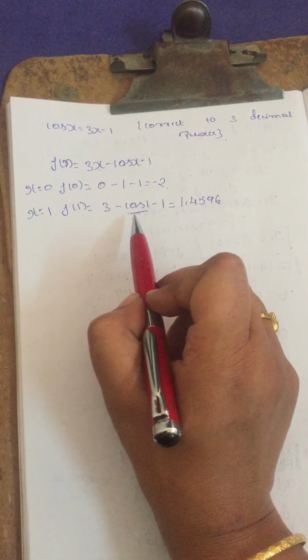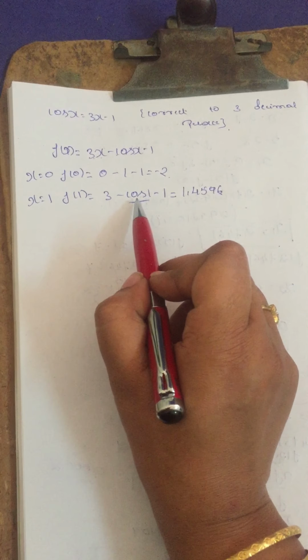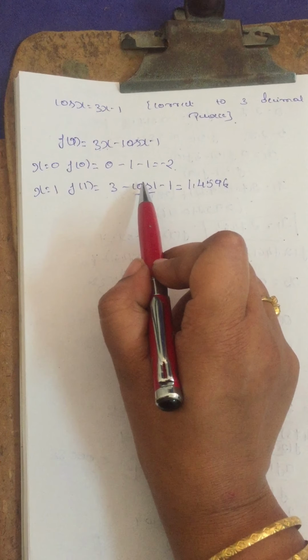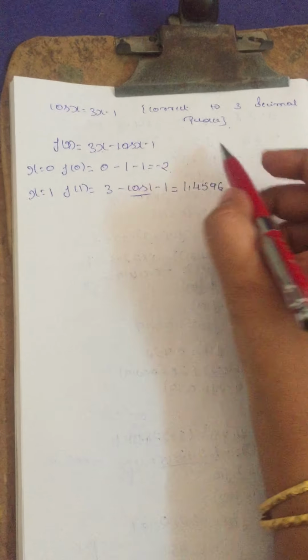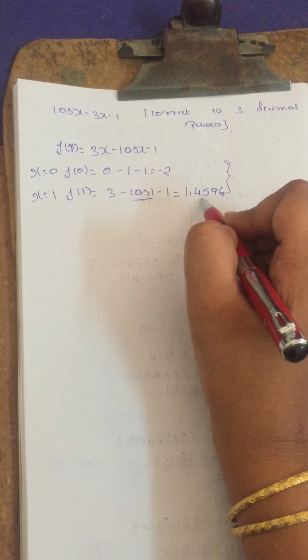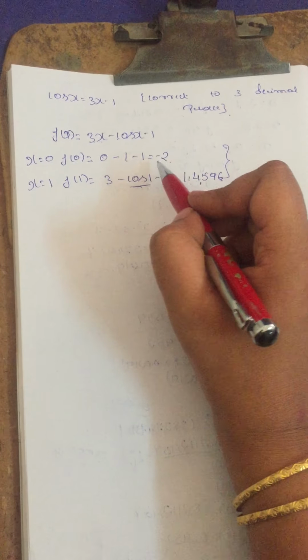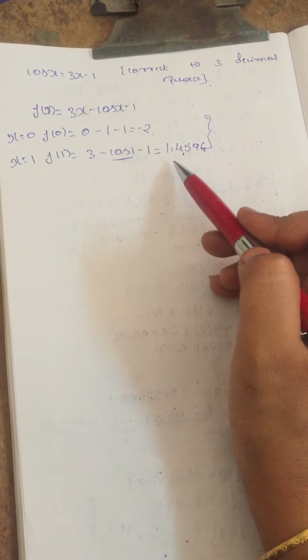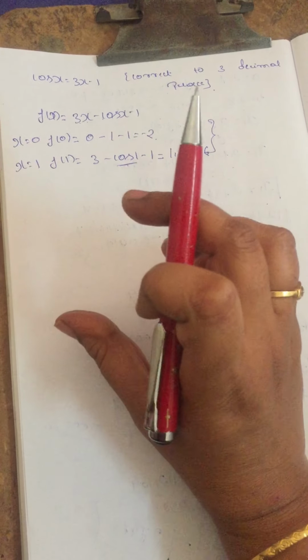One thing here: cos 1 is a trigonometric function. In your calculation you find the value only in radians. Suppose the angle is in degrees, first we convert it into radians and then find the value. Then the root lies between -2 and 1.4596. It is better to find a nearer approximate root by using the inspection method. Since -2 and 1.4596 are not close, we take the middle values.